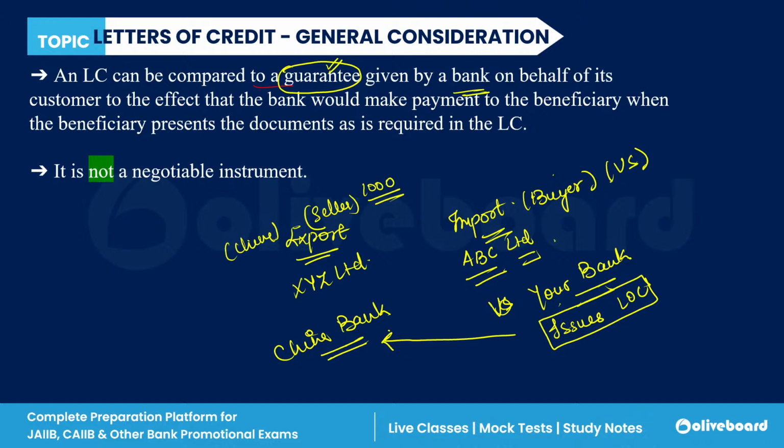This letter of credit says that if XYZ Electronics meets all the conditions given in the letter of credit, then your bank will guarantee payment to the China bank. So your bank issues the letter of credit on behalf of ABC Limited, assuring the China bank that if XYZ Limited executes the transaction as per the details outlined in the letter of credit, your bank will pay China Bank a particular payment.